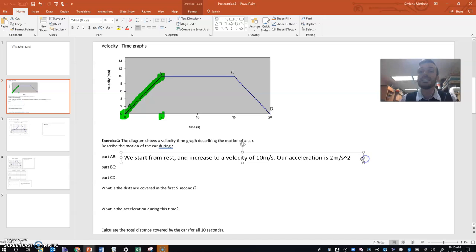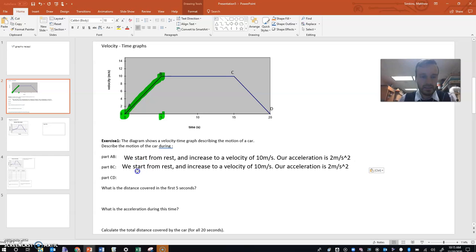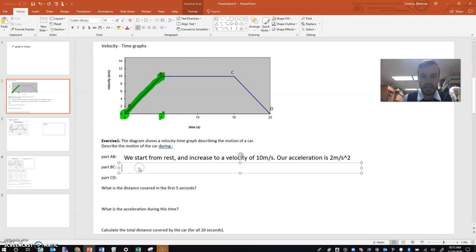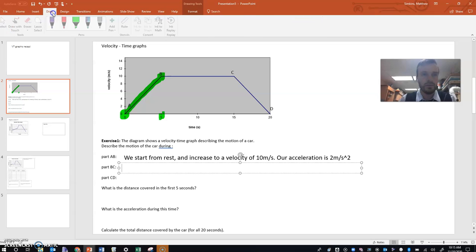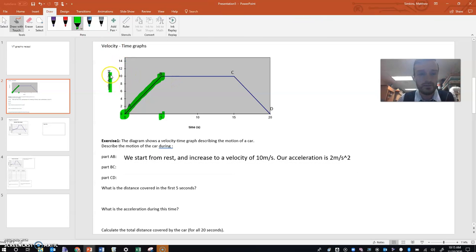How did I know that? I did the slope. Rise of 10 over run of 5. All right, look at part BC. What happens in part BC? Part BC, we're looking at a steady velocity. Now, don't be confused. I know you love your XT graphs. This is not a position time graph. This is a velocity time graph. This shows a steady velocity of 10.